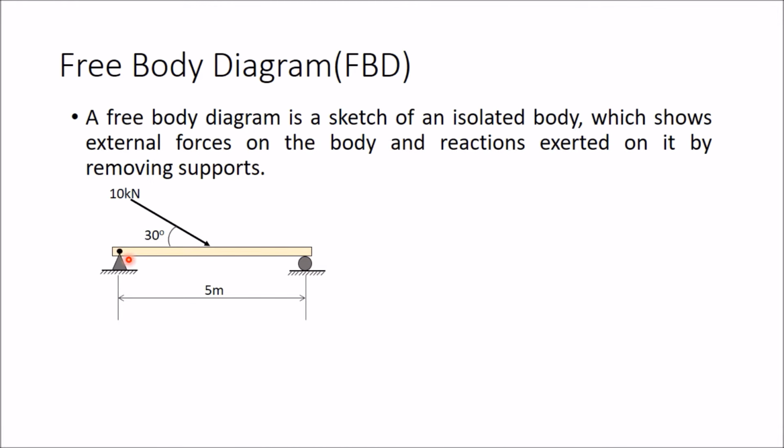If you want to draw the free body diagram of this beam, you have to sketch this beam first and apply a force of 10 kilonewton at 30 degrees. Now you have removed this pin joint, so in place of the pin joint, show reactions. I have shown two reactions here, and in place of this roller support, remove the roller support and draw one reaction.